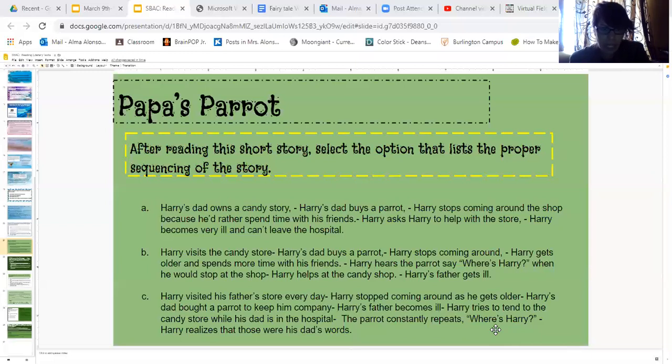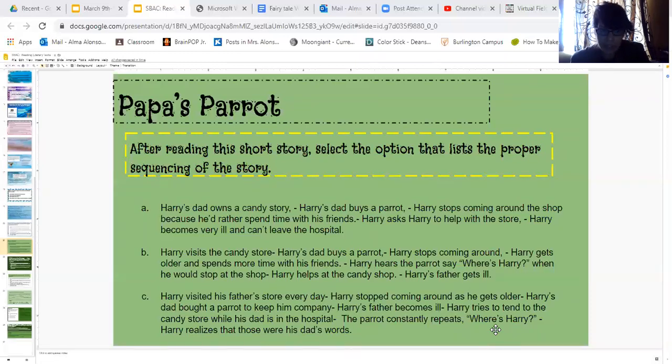Let's read B. Harry visits the candy store. Harry's dad buys a parrot. Harry stops coming around. Harry gets older and spends more time with his friends. Harry hears the parrot say, "Where's Harry?" when he would stop at the shop. Harry helps at the candy shop. And finally, Harry's father gets ill. Use the process of elimination. Think and see which one is correct or which one isn't, and keep that in mind.